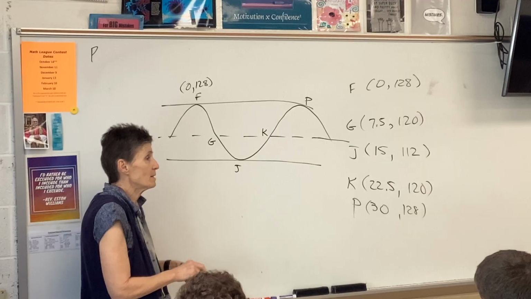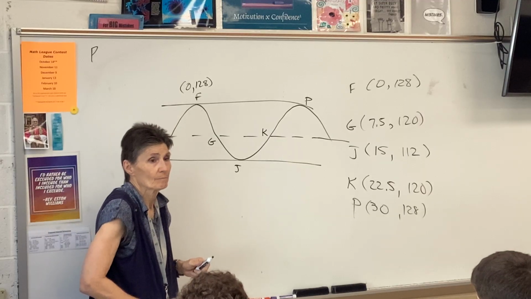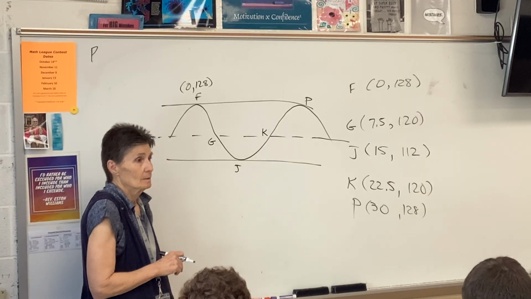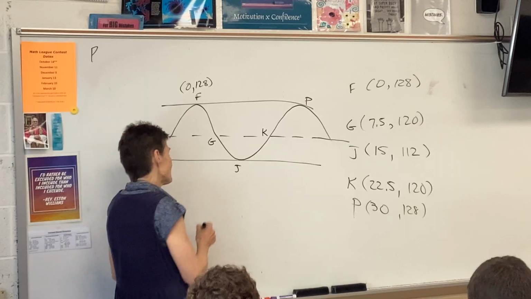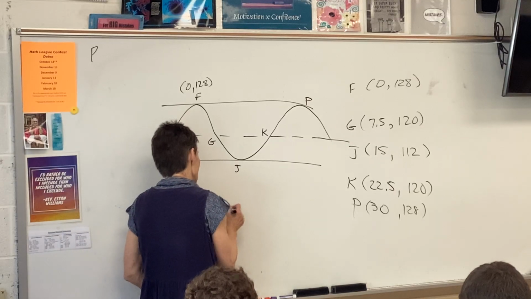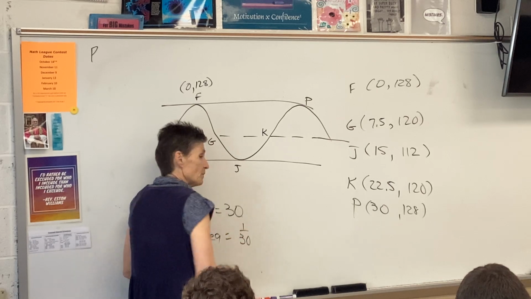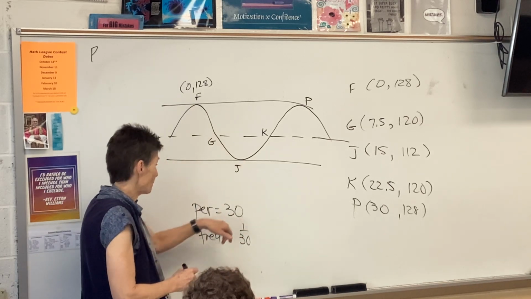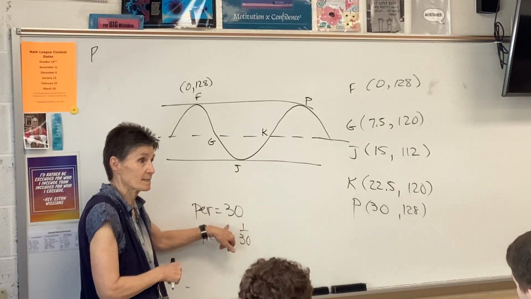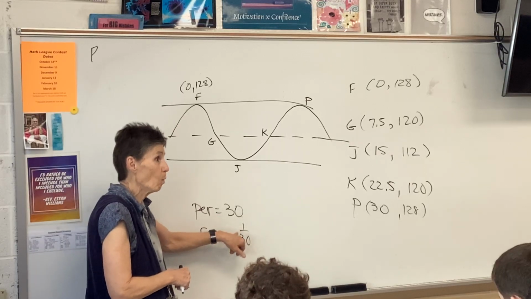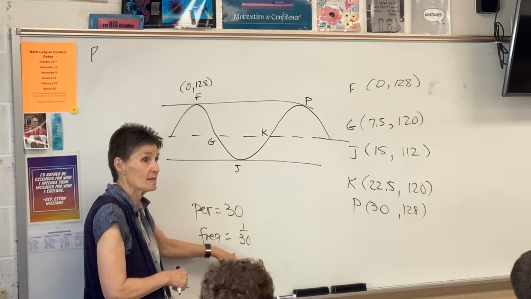What is the period of this thing? 30, absolutely. The period is 30. And that means the frequency is 1 over 30. So the period is 30 minutes. The frequency is 1 over 30 minutes, a 30th of a minute.